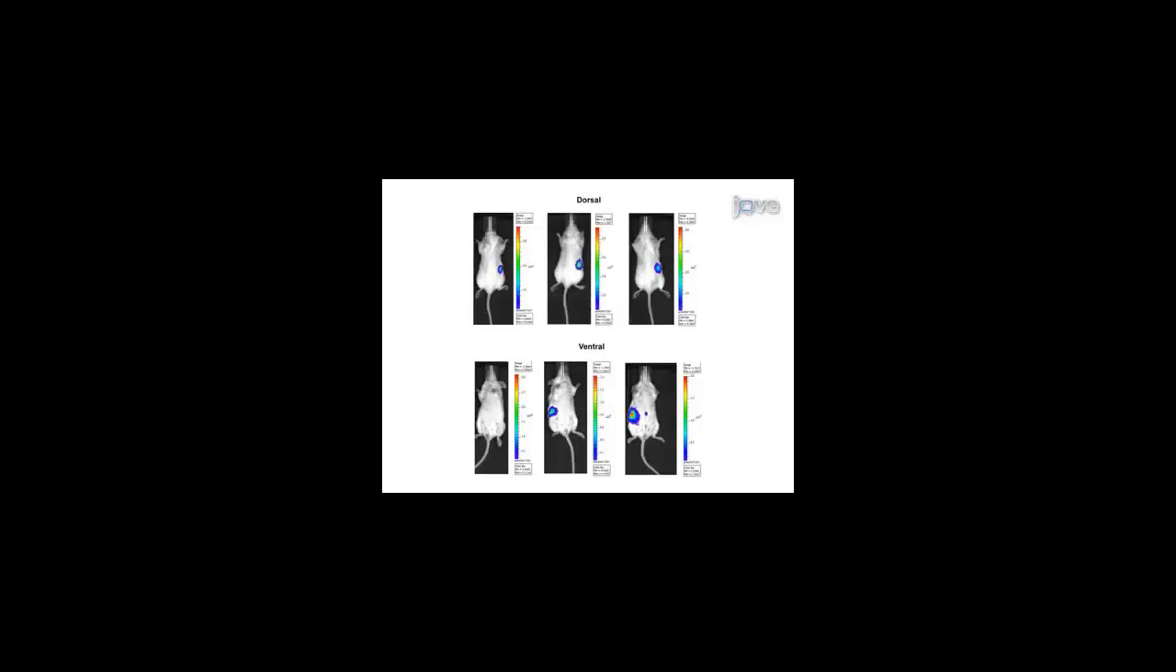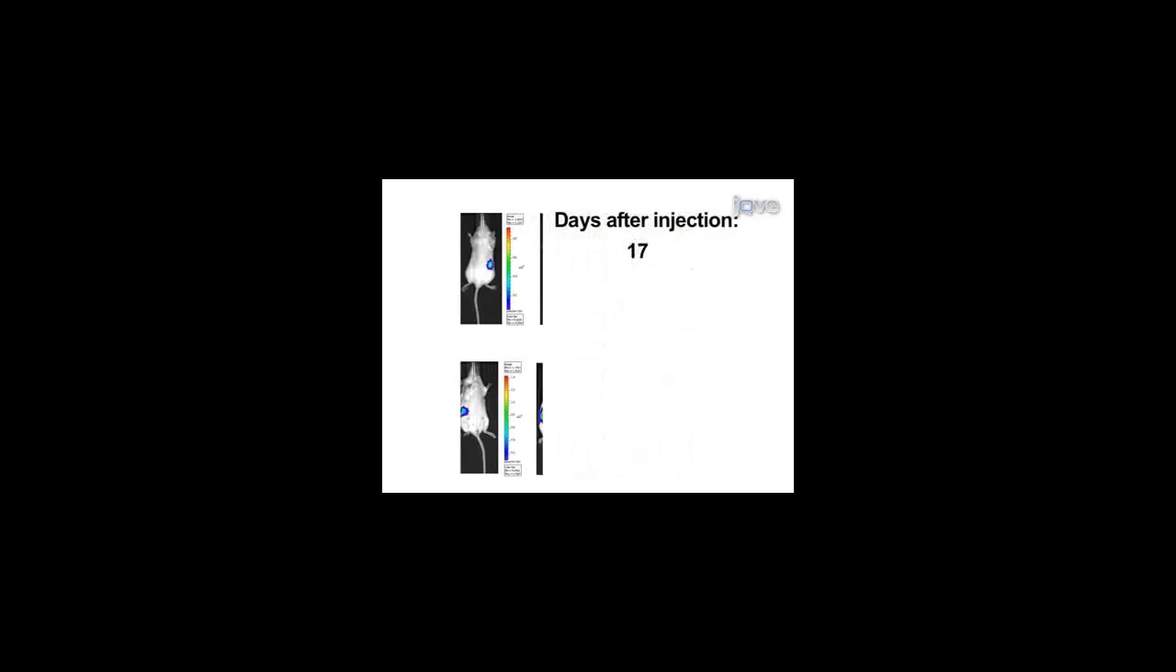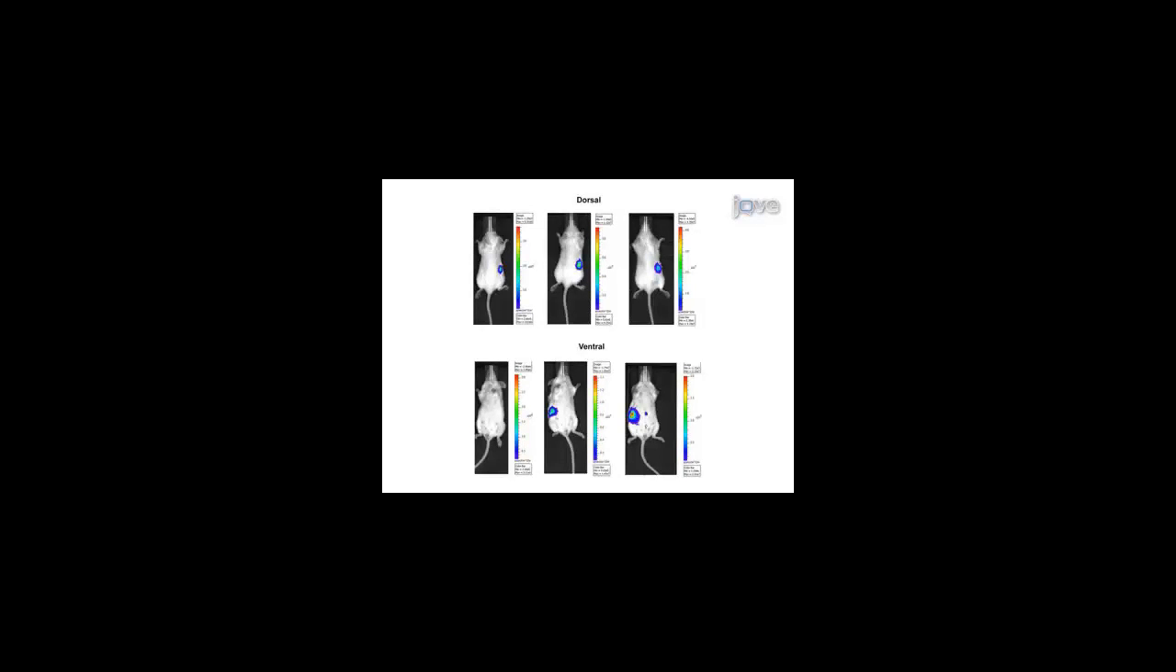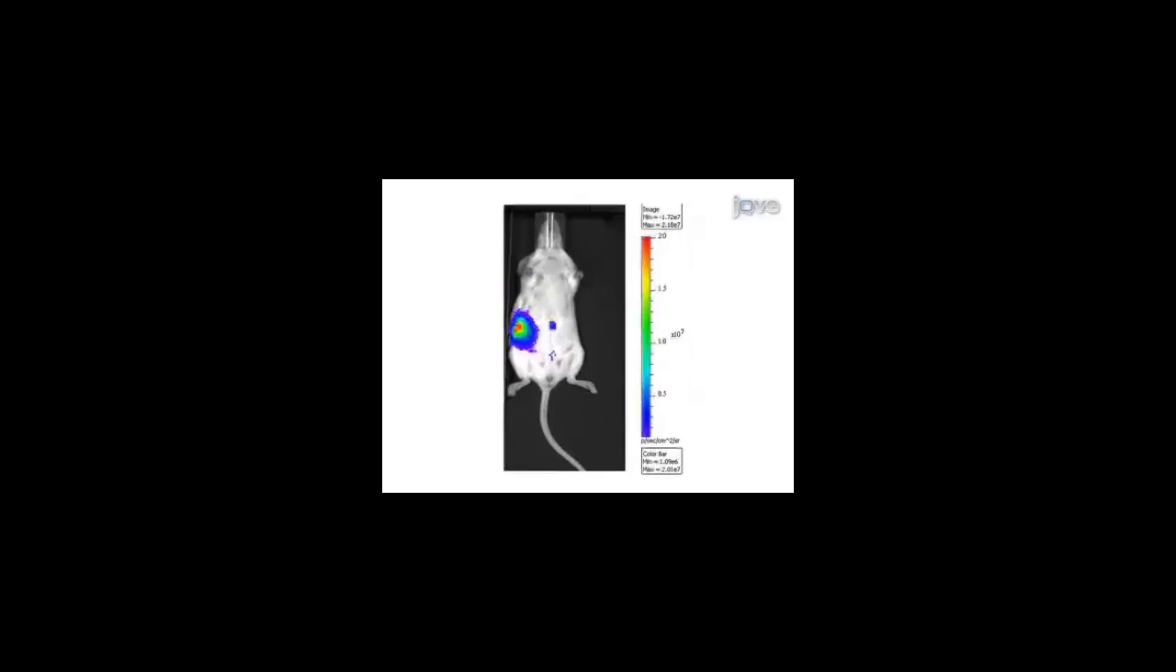OVCAR5 cells expressing luciferase were injected intrabursally into the right ovary of a mouse and in vivo imaging was performed. Images were taken 13, 17, and 22 days after the injection using the IVIS spectrum imaging system. The dorsal side is shown in the upper panel and the ventral side is in the lower panel. Note the peritoneal spread of tumor cells 22 days following injection. Injection of luciferase-expressing cells and in vivo imaging technology allow for a non-invasive means of tracking tumor growth and distribution in individual animals.